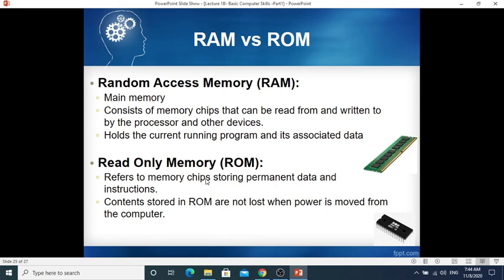On the other side, the ROM, or the read-only memory, is a permanent memory. Why? Because the contents stored in ROM are not lost when power is removed from the computer. So it is different from the RAM. The RAM will lose its content when the power is removed from the computer. However, the ROM will not lose its content when the power is removed from the computer.